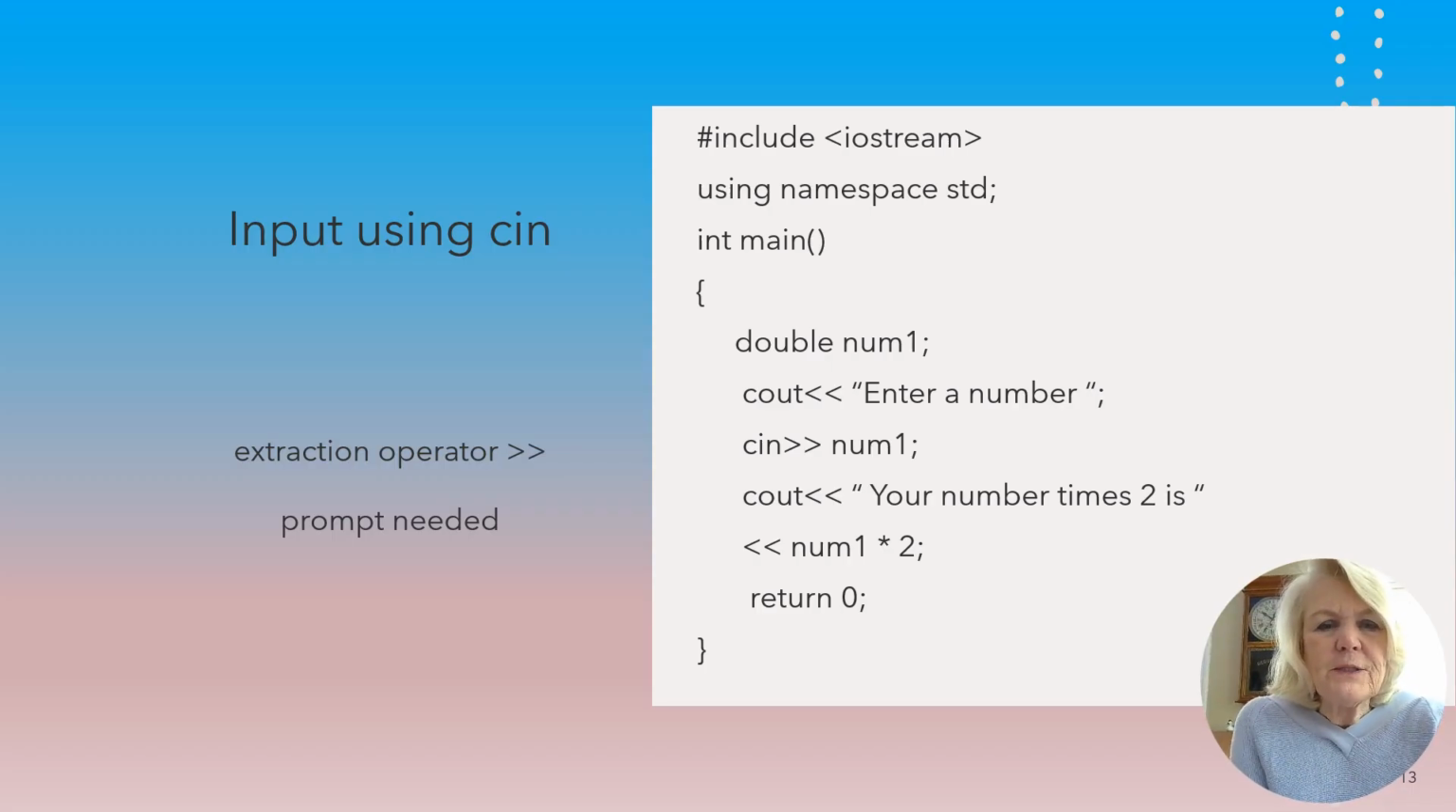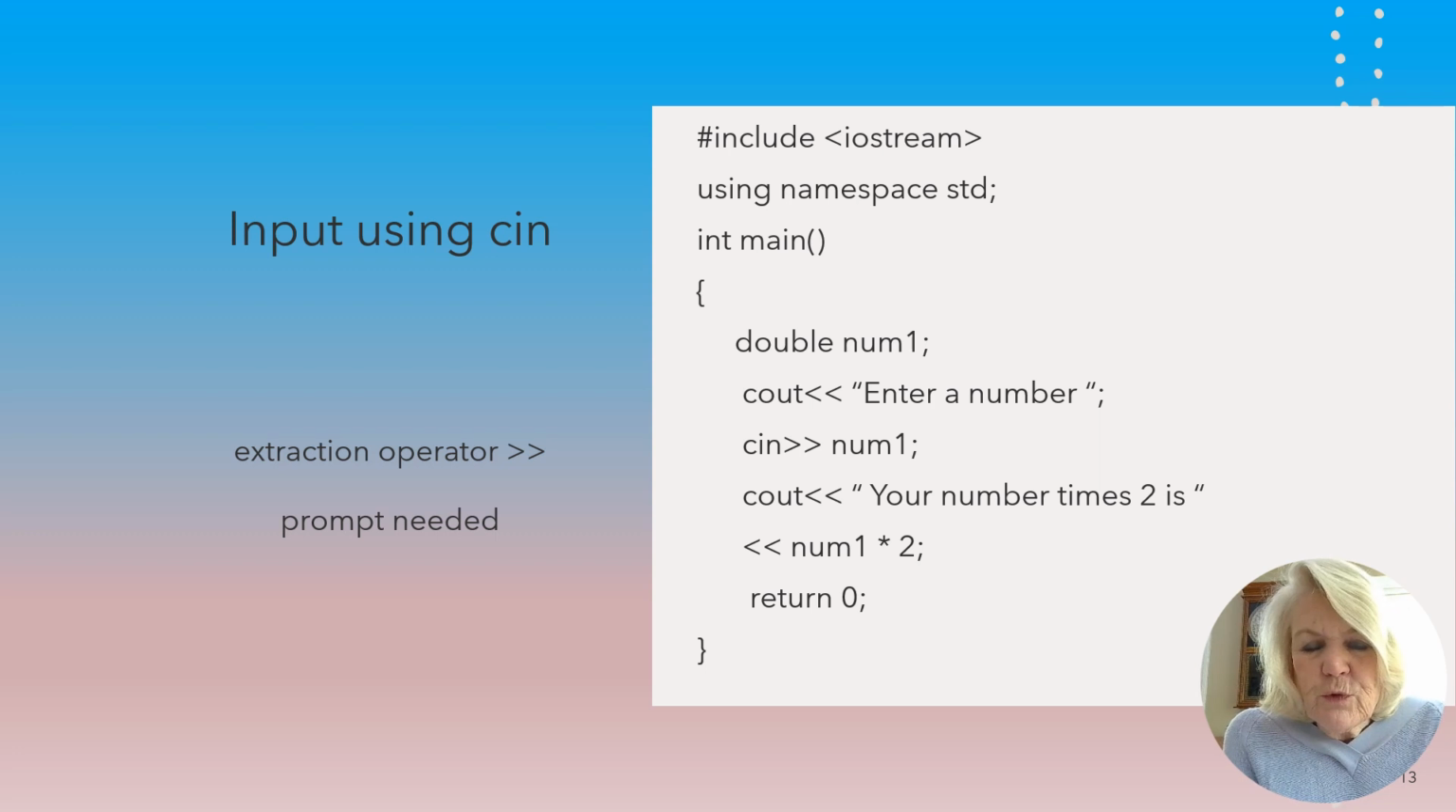This next slide talks about using cin. So cin uses the extraction operator, where the arrows go the opposite way from cout, which is used with the insertion operator. So this is an example where we have a prompt. Our prompt is the cout line that says enter a number.